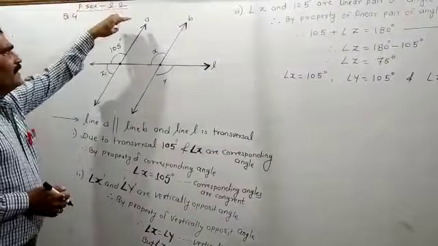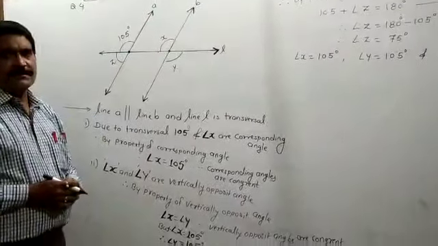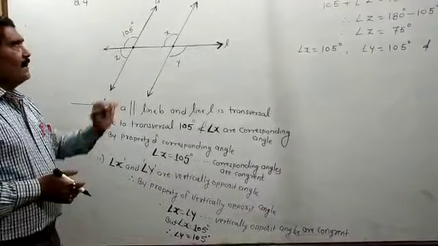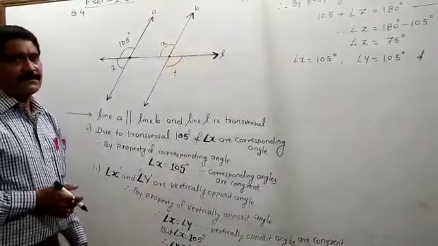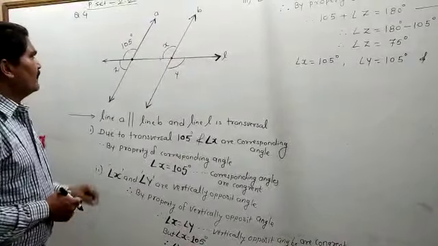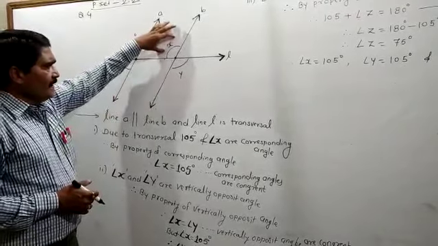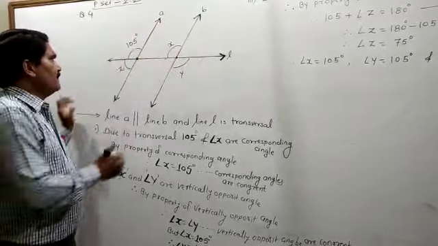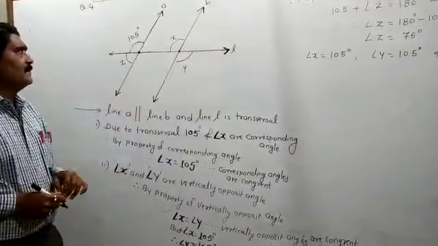It is given that line A is parallel to line B and line L is the transversal. Very easy problem. With this transversal, these angles are formed. Then this angle is given as 105. You have to find angle X, angle Y and angle Z. You have to utilize the properties and find all of these.